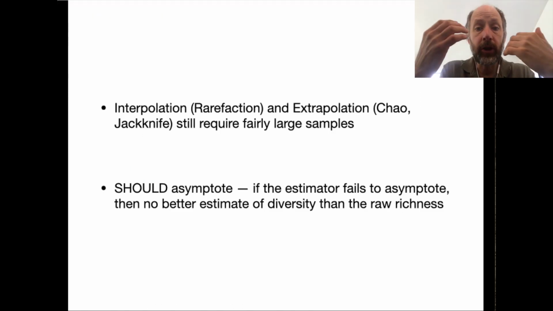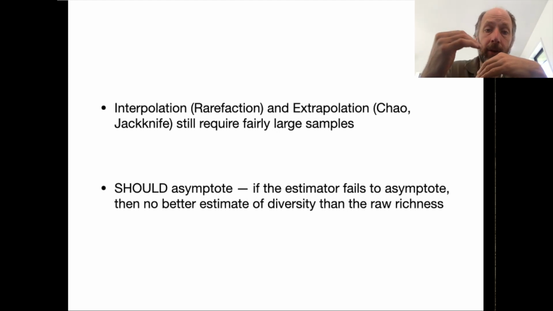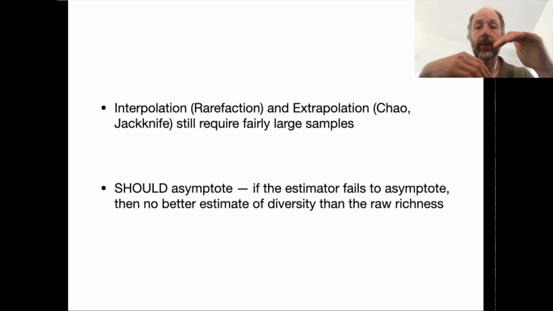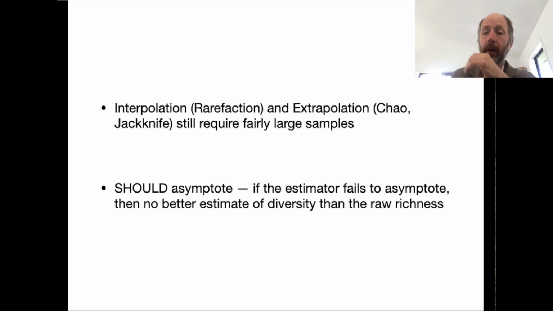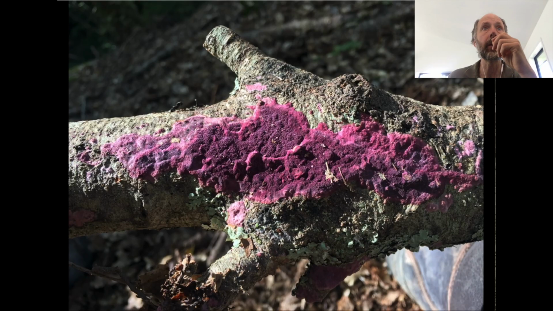The value should asymptote. If the estimator of your extrapolated diversity, where you're trying to estimate where that curve will asymptote, fails to asymptote, then you're no better off. You've just come up with a different number, not a more robust number. So use these with caution to try to extrapolate diversity, but remember you're still limited by the size of your sample.